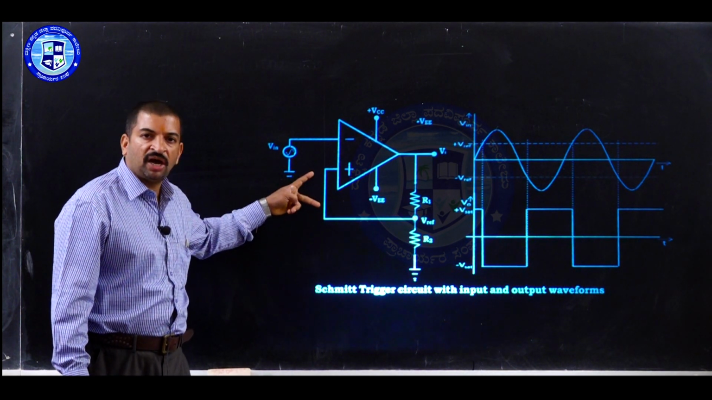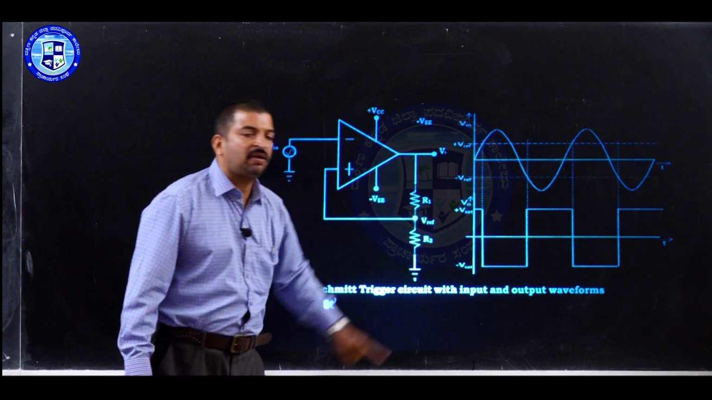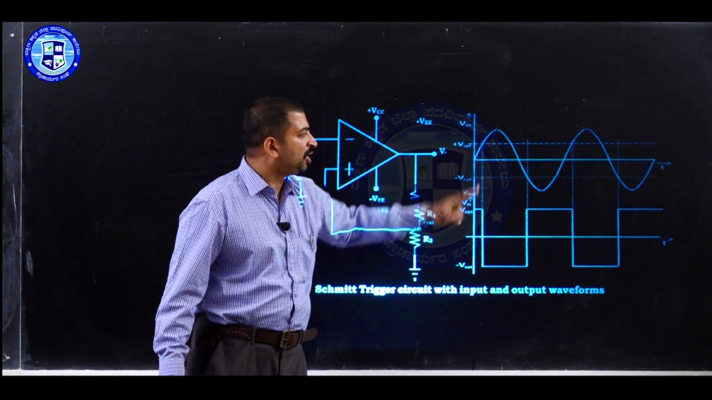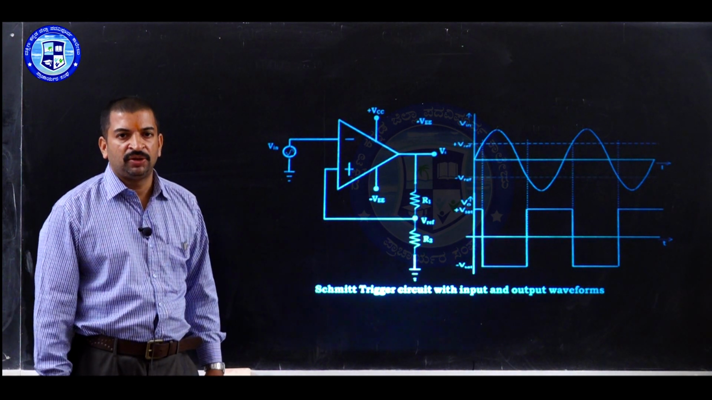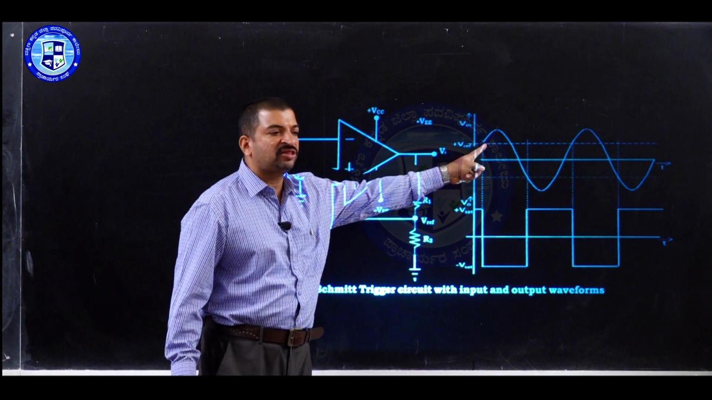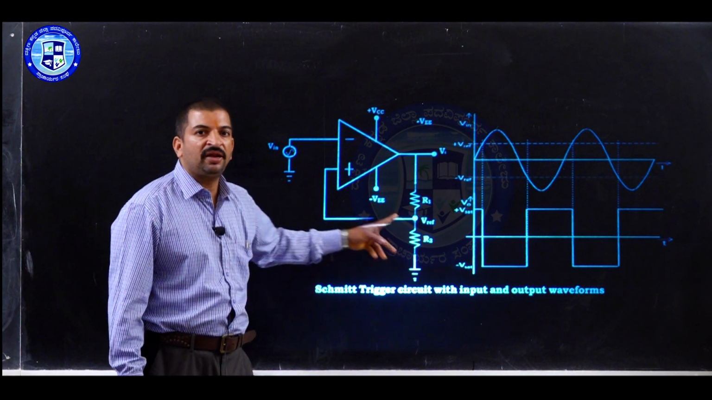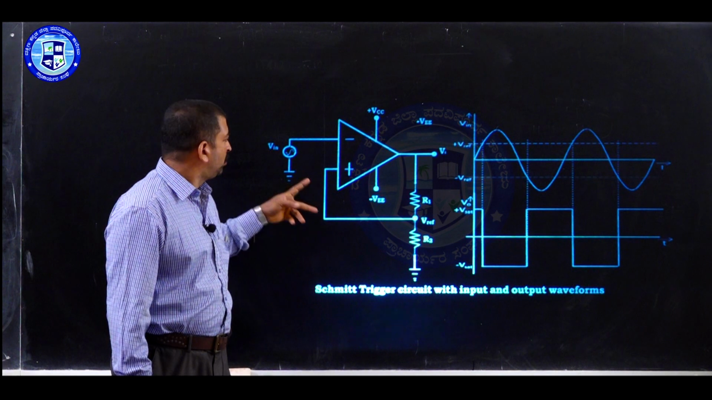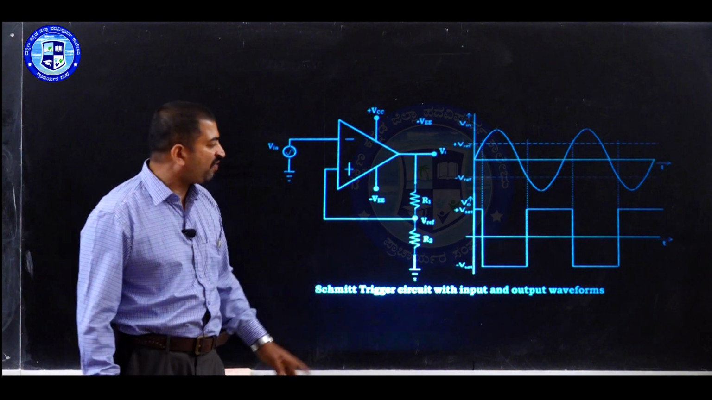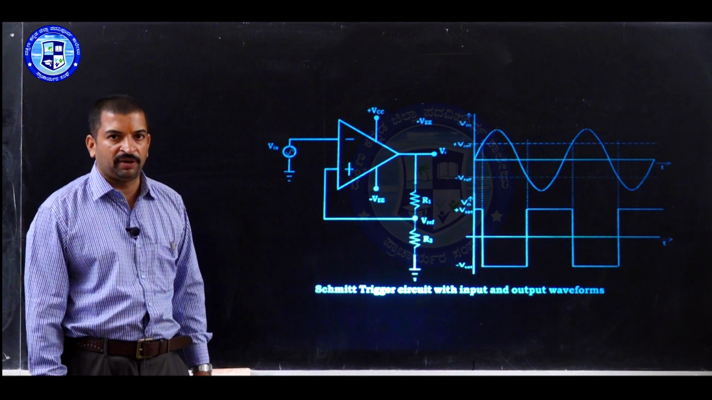Since the voltage at the non-inverting input terminal is greater than the voltage at the inverting input terminal, the output voltage is at plus V saturation. The input signal gradually increases and crosses the reference voltage, or the upper threshold voltage. When the input signal crosses the upper threshold voltage, the voltage at the inverting terminal becomes greater than the voltage at the non-inverting input terminal. Therefore, the output voltage changes state from plus V saturation to minus V saturation.